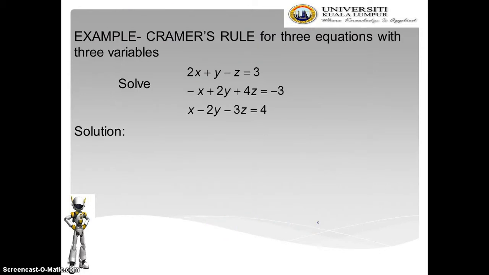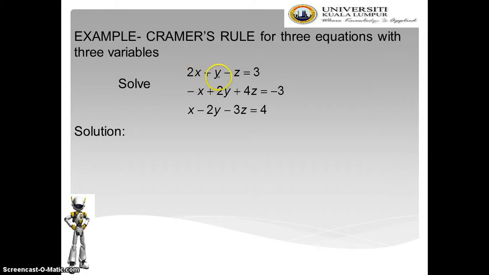Okay. Now we look at Cramer's rule for 3 times 3 matrices, or 3 equations with 3 variables. So this is an example of that. We go straight to the example.